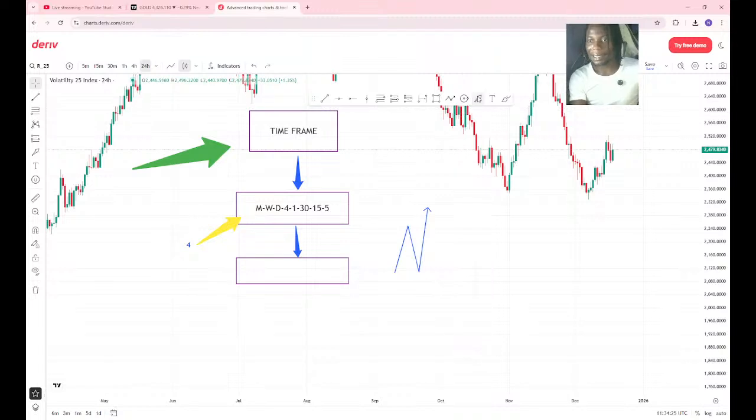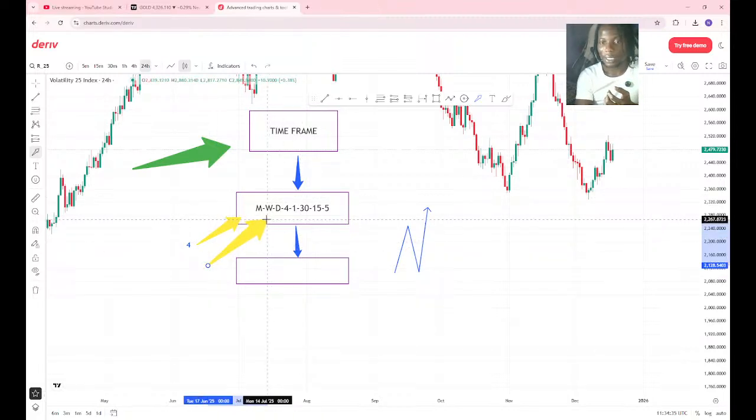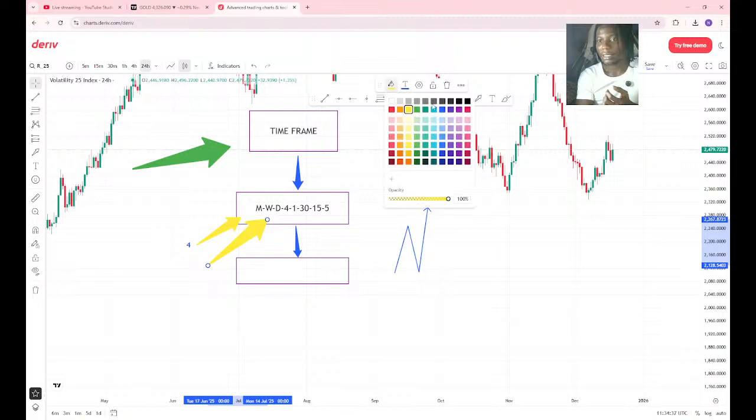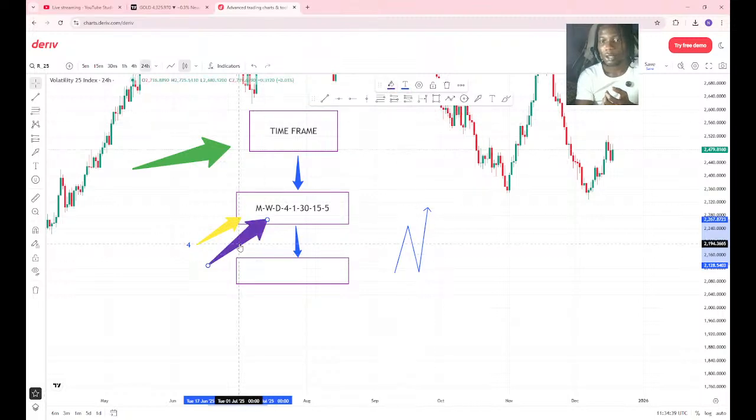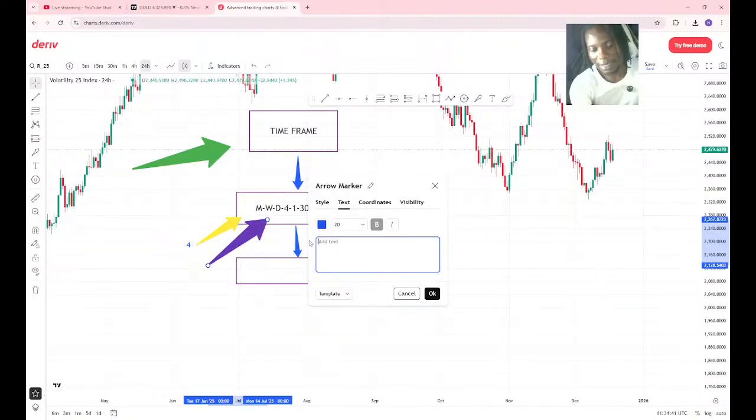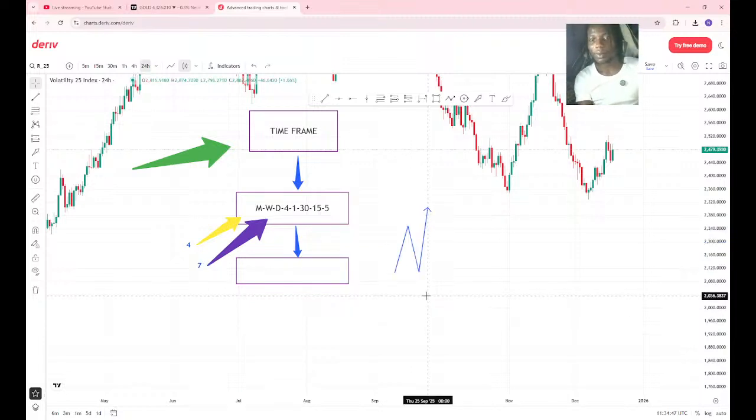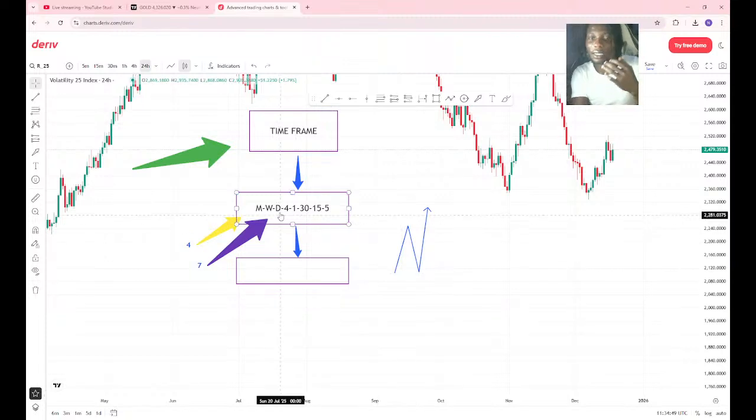Then for the weekly, what controls the weekly is the daily. So how many days in a week? I think I need to change this now to purple. We say 7, right? 7 days a week before the daily actually changes the structure.